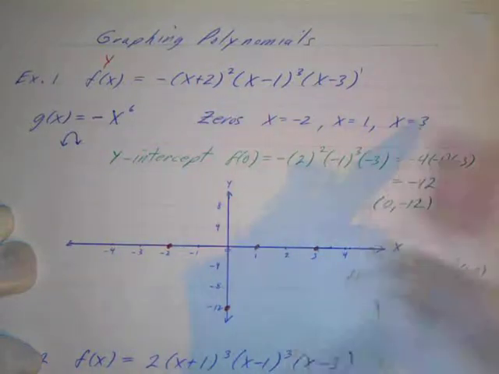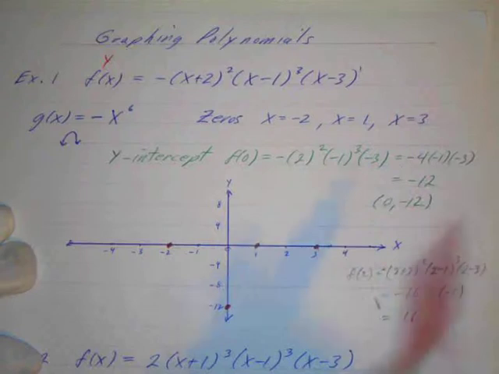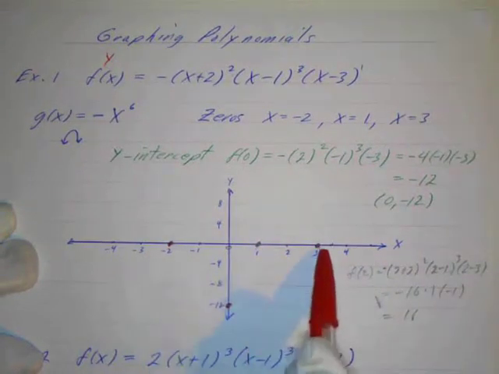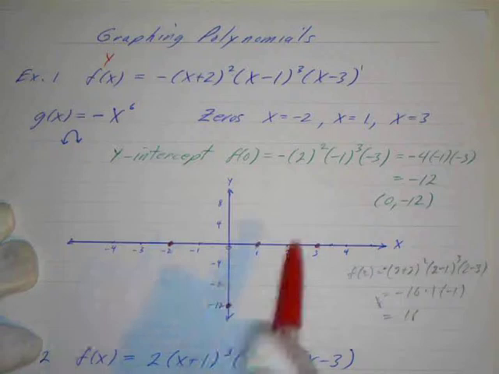So if x is negative 2, that's 0. If x is 1, 1 minus 1 is 0. If x is 3, 3 minus 3 is 0. So these would be the zeros. And I could put those on my graph: negative 2, 1, and 3. Now the y-intercept is when x is 0.